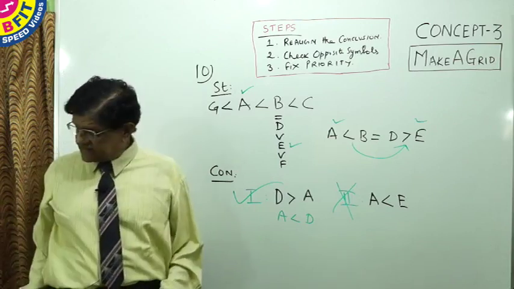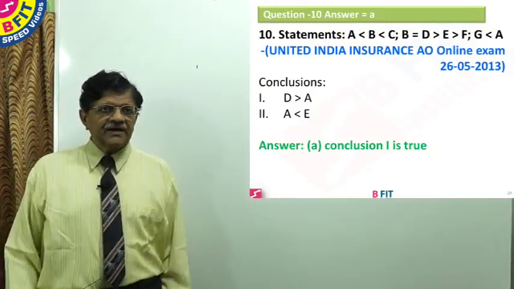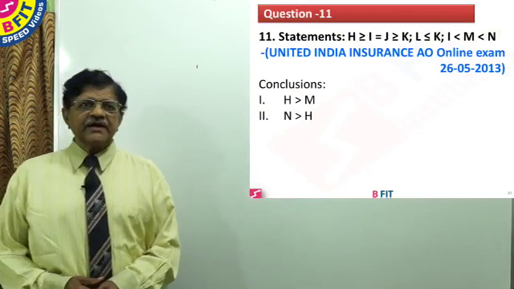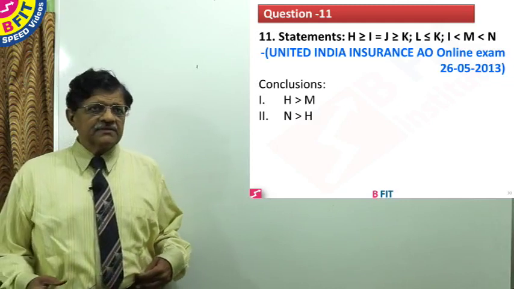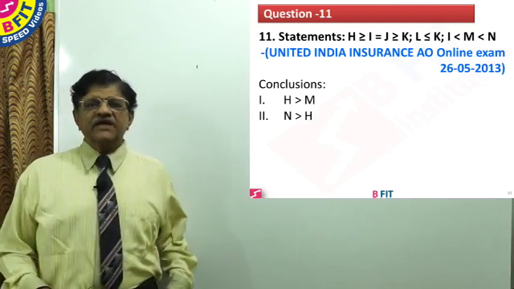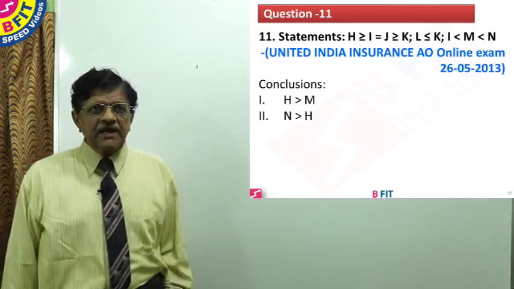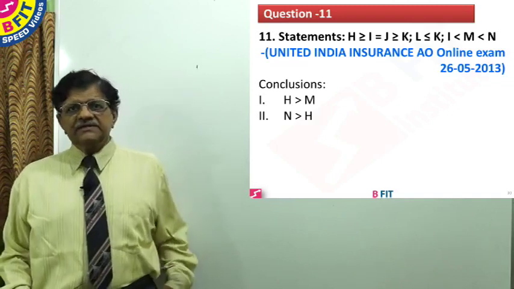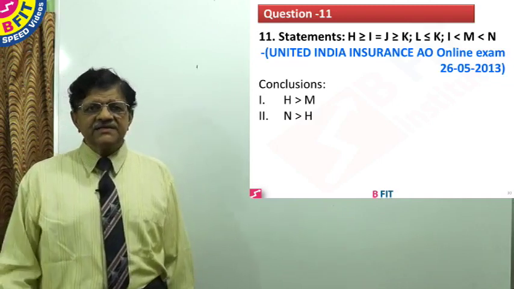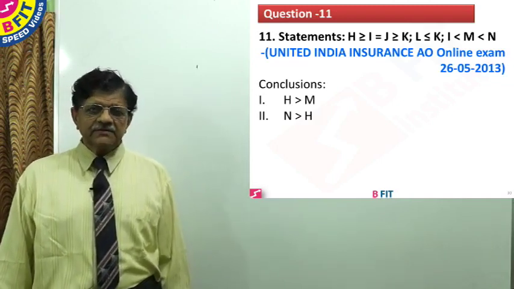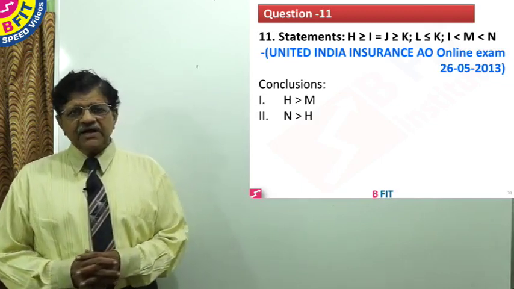Now let us see the answer slide. For question number 10, conclusion 1 is true. This question is taken from the United India Insurance AO exam of 2013. Here, 3 statements are given. H is greater than I is equal to J is greater than or equal to K. That is one statement. The second statement is L is less than K. The third statement is I is less than M is less than N. Therefore, with these 3 statements, we have to make a grid and then arrive at the conclusions.